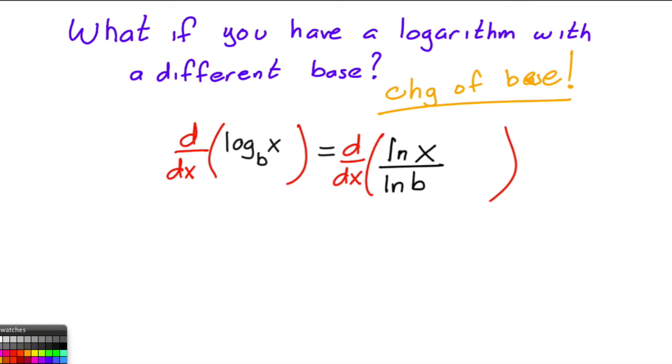Now, the b is a constant, so I'm going to leave it alone. And the derivative of natural log of x is just 1 over x. So this turns out to be the same thing, except that you have an extra natural log of b factor on the bottom. And that's it.